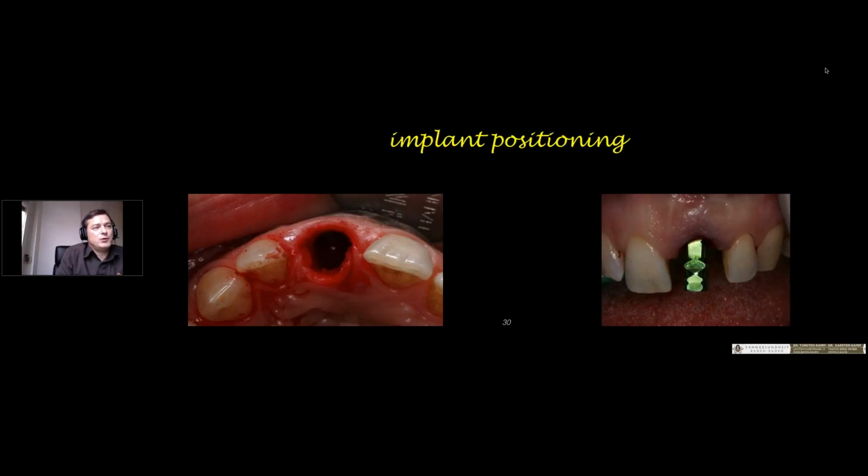Also, you see the position. You have the right position. You have the right angle. It's very important in this area. If you're off by 1 millimeter on the left or right side, too much to the palatal side, too much to the buccal side, not the right angle, then you're losing soft tissue.